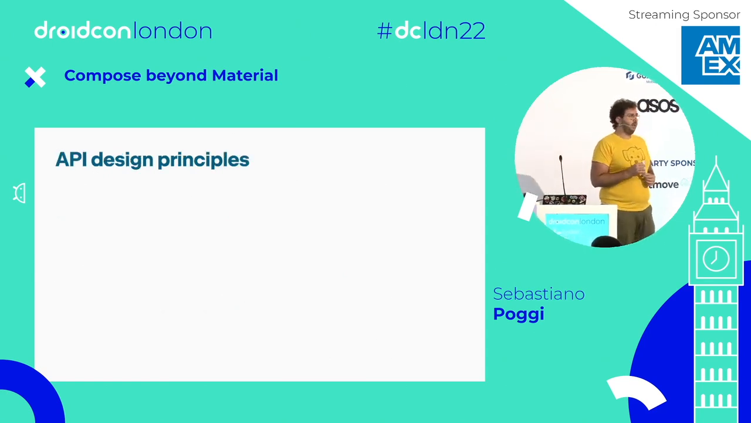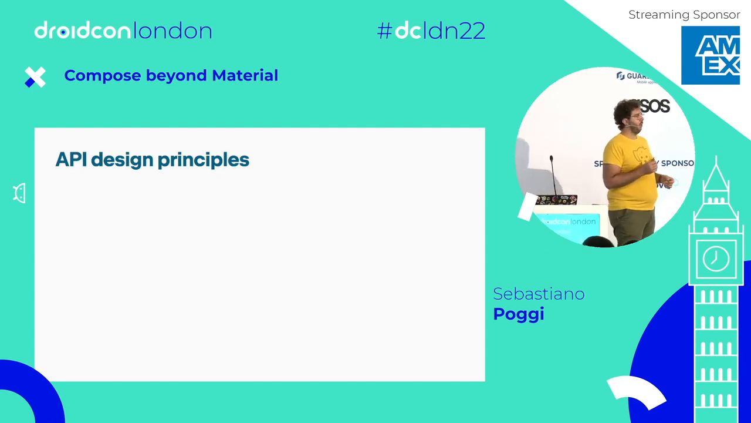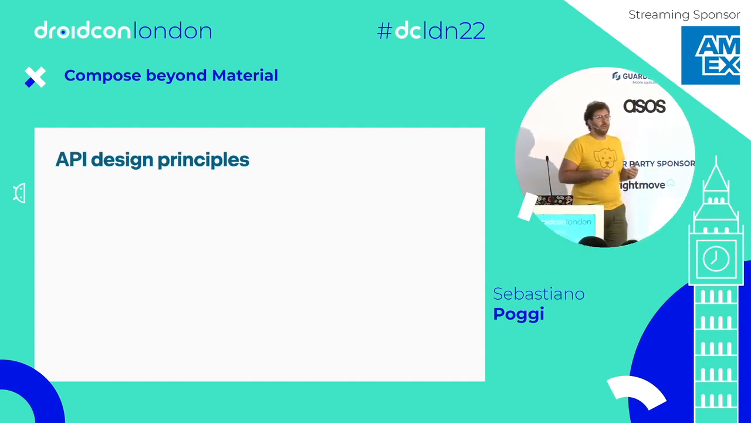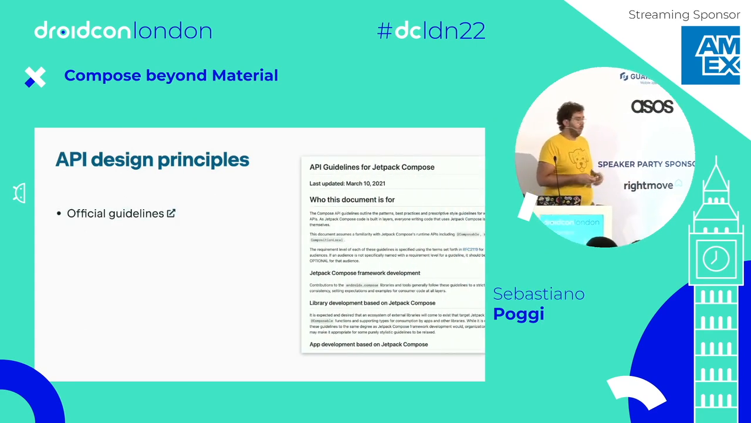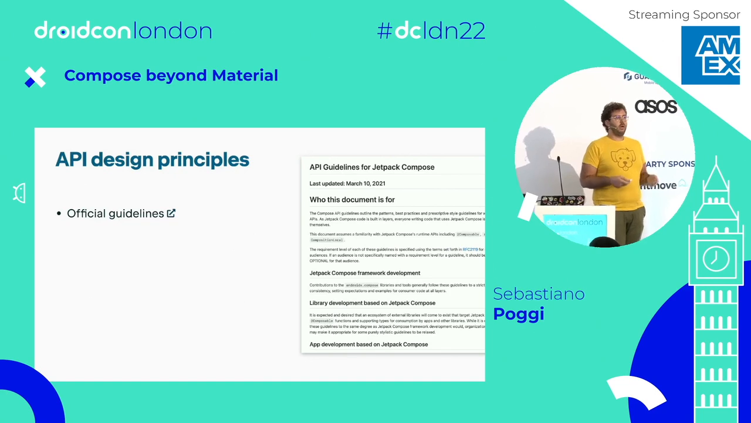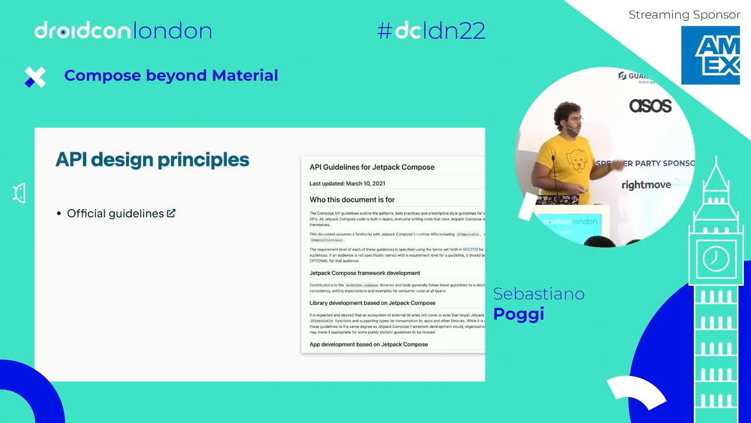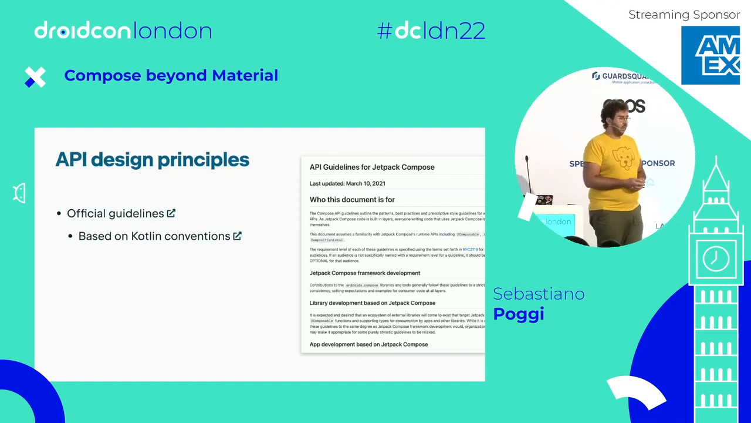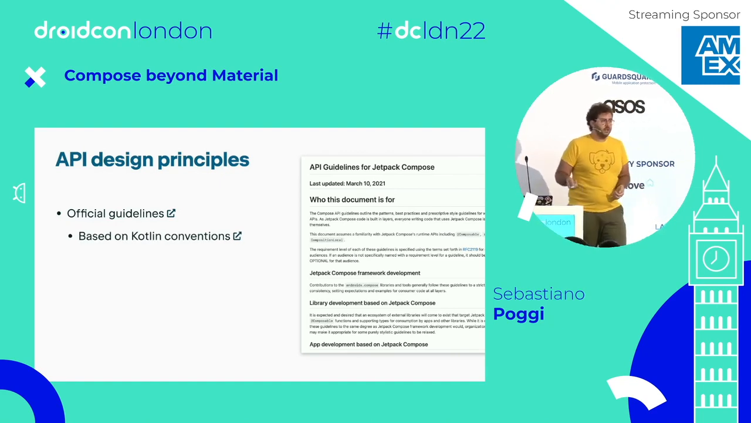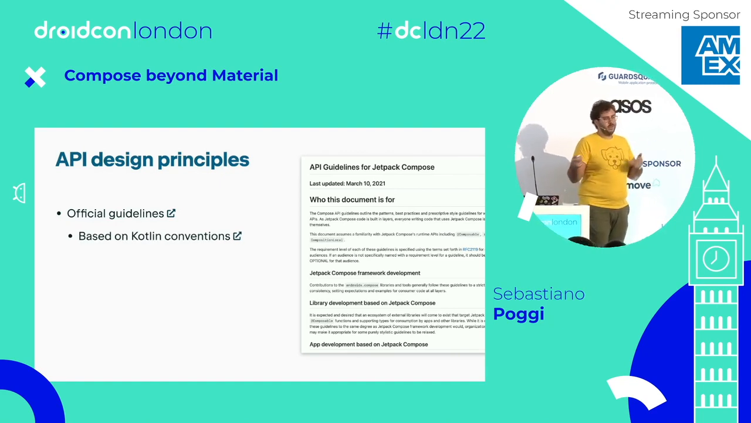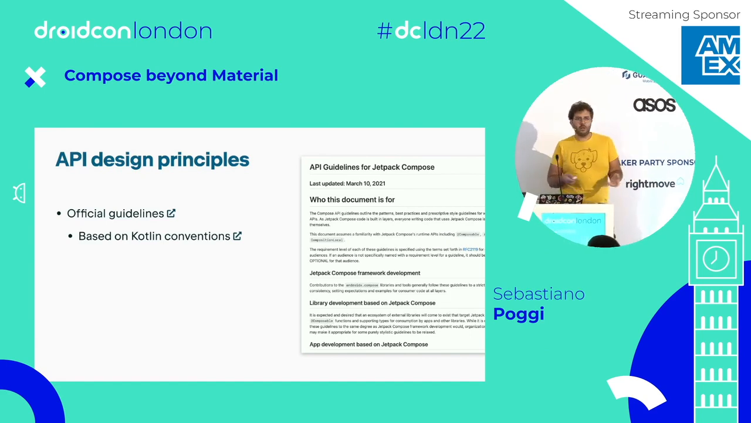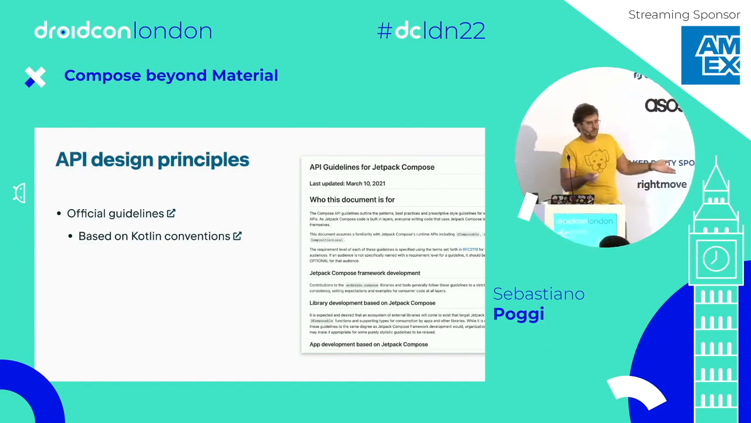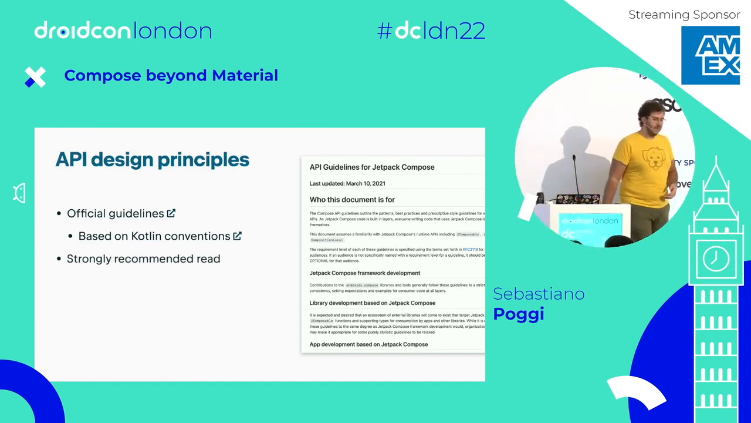Now, I did mention earlier that when you're building a theme, you will want to make it so that people know intuitively how to use it. There are official guidelines for Compose that you will find linked in my mini website for the talk. They're somewhat based on the Kotlin conventions, because obviously Compose is based on Kotlin, so you don't want to write weird Kotlin just because you're doing Compose. You want to write something usable.